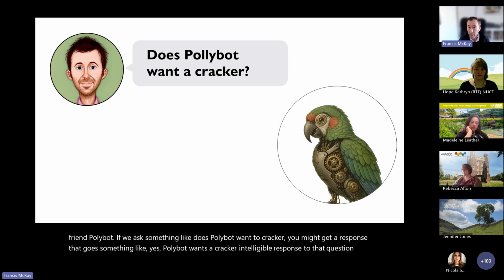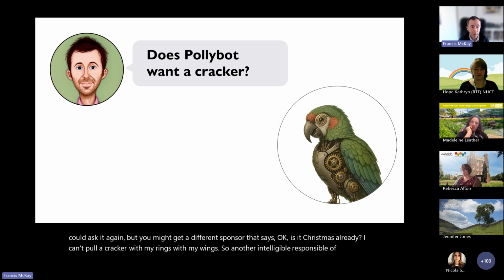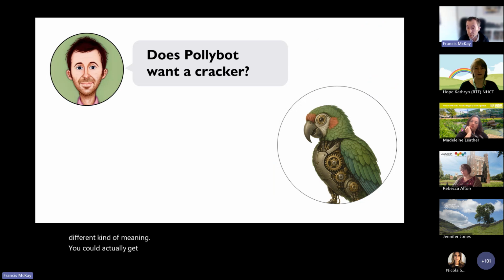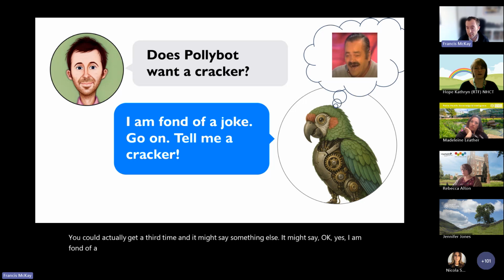You could ask it again, but you might get a different response that says, okay, is it Christmas already? I can't pull a cracker with my wings. So another intelligible response, but of a different kind of meaning. You could ask it a third time and it might say something else. It might say, okay, yes, I am fond of a joke. Go on, tell me a cracker. Different ways of kind of guessing what the output should be.